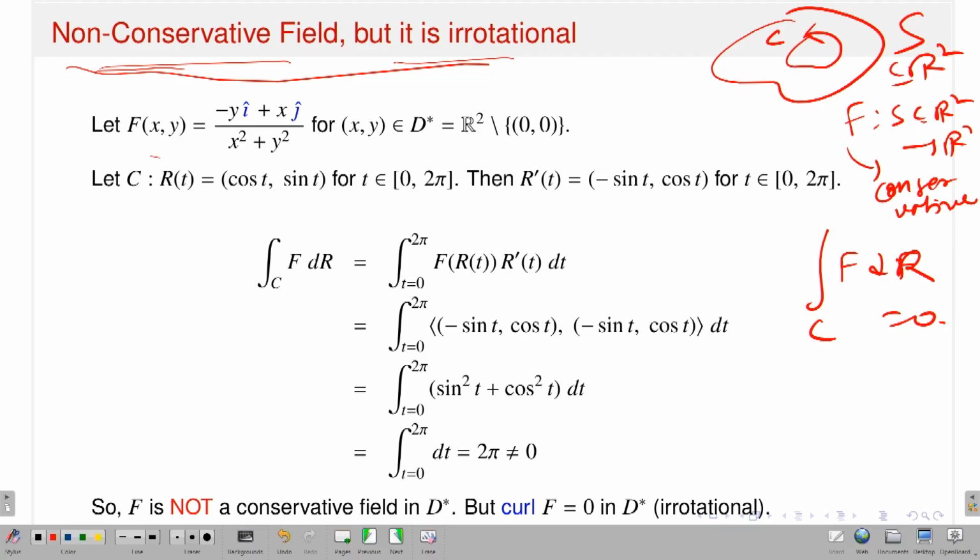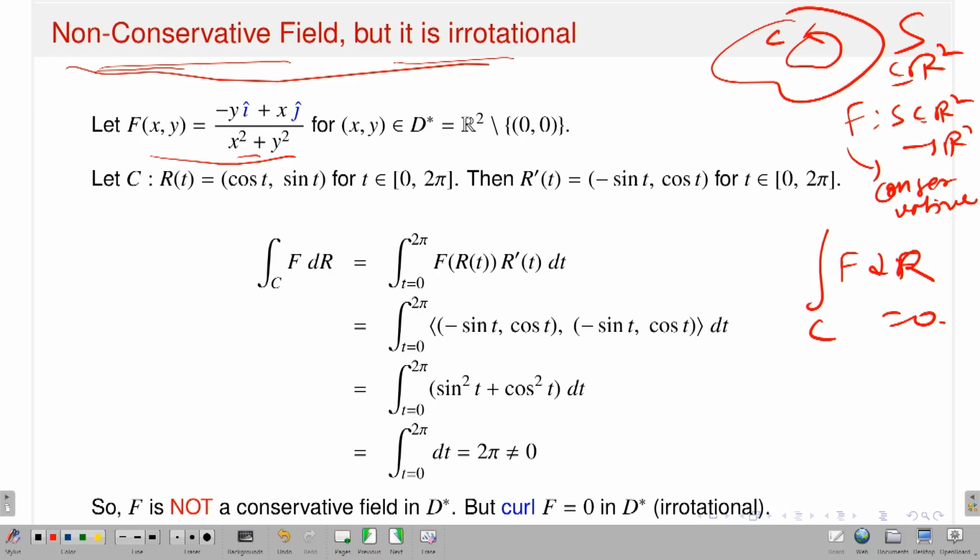That kind of example I have already discussed. Suppose you consider this kind of field capital F, which is actually an irrotational vector field. Irrotational means curl of F should be 0. If I calculate the curl of F, looking at it in 3 dimensions, the first component is minus y by x squared plus y squared, the second component is x by x squared plus y squared, and the third component is 0. If I calculate the curl of F, it should be 0.